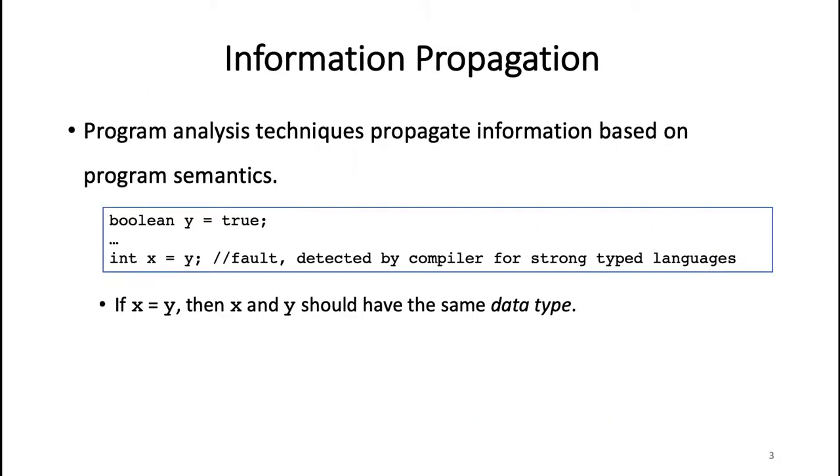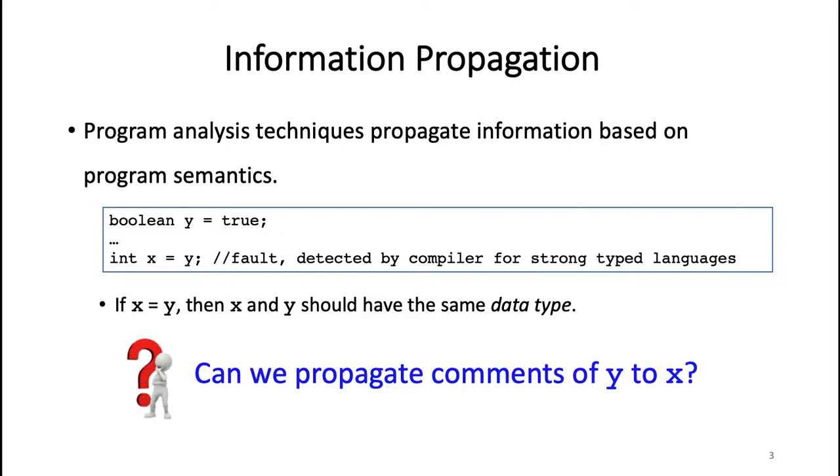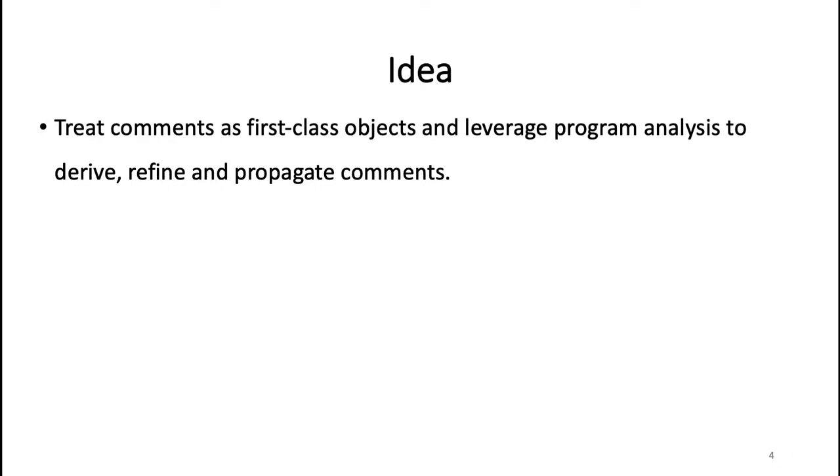As we know, program analysis techniques can be used to pass on information like data type based on program semantics. For example, in this Java code, we want to assign the value of y to x, then x and y must have the same data type. Inspired by this, we assume that we can propagate comments of the variable y to the variable x. So we treat comments as first-class objects and leverage program analysis to derive, refine, and propagate comments.